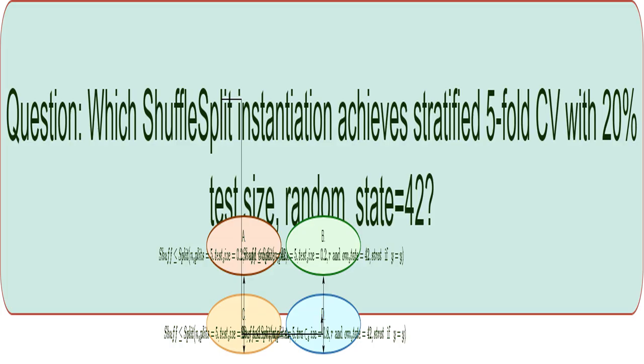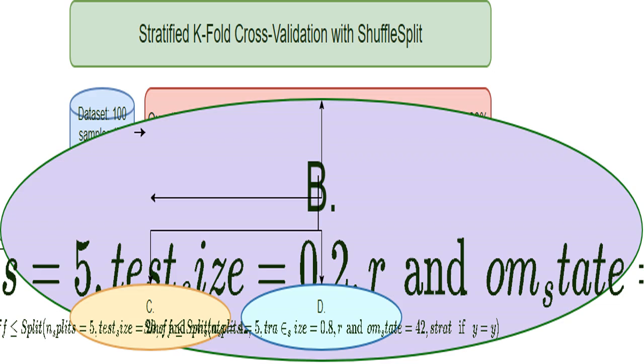I want to find the correct way to use ShuffleSplit to divide my dataset. I need 5 splits, a test set size that's 20% of the data, and I'm setting random_state to 42 to make sure I get the same splits every time I run the code. Importantly, I want stratified sampling, meaning the ratio of Class A and Class B should be similar across all of my splits. This one is correct.